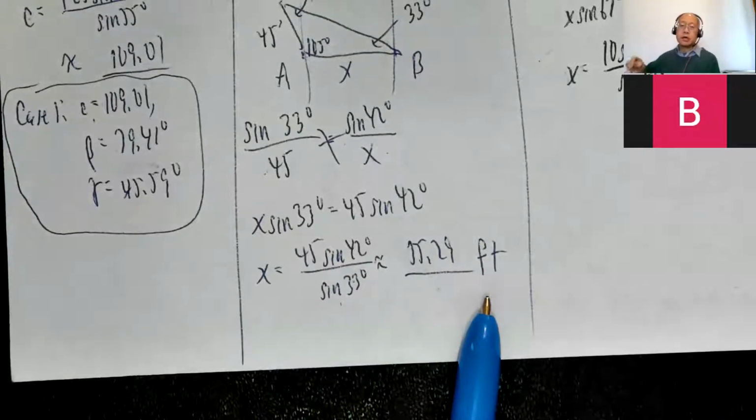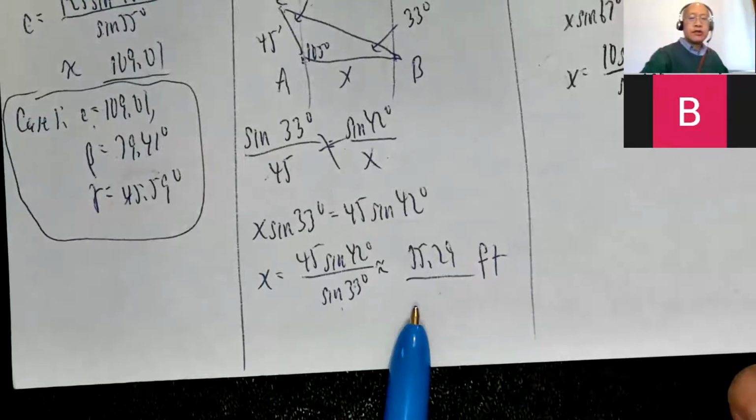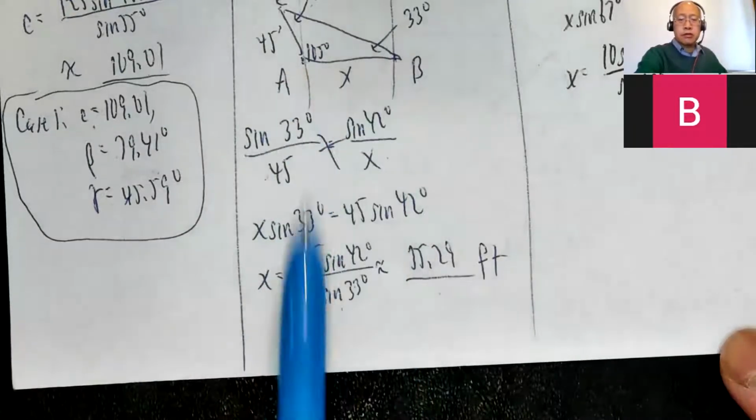Okay, so the distance across the river from A to B can be worked out to be 55.29 feet, even though I never actually stepped out and walked on the water and measured the distance across and so forth.